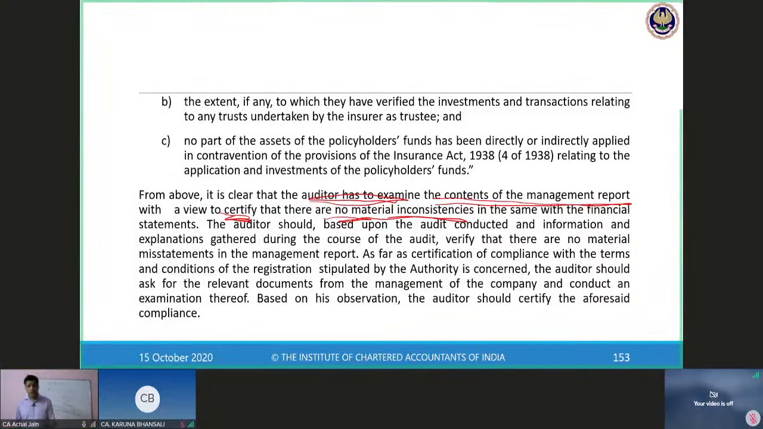The auditor should, based upon the audit conducted and the information and explanations gathered by him during the course of his audit, verify that there are no material misstatements in the management report.